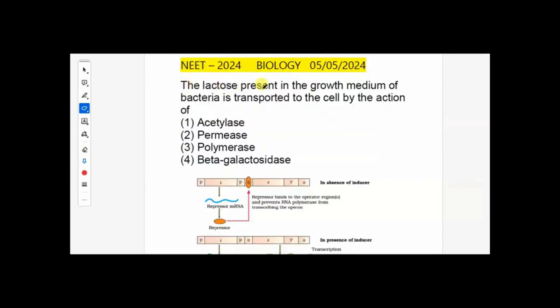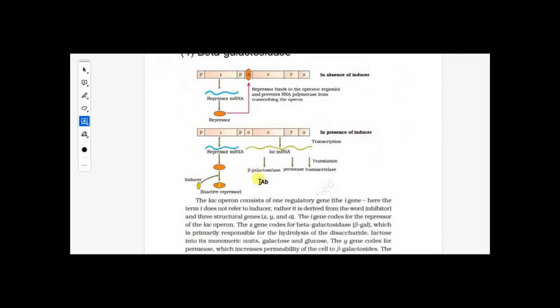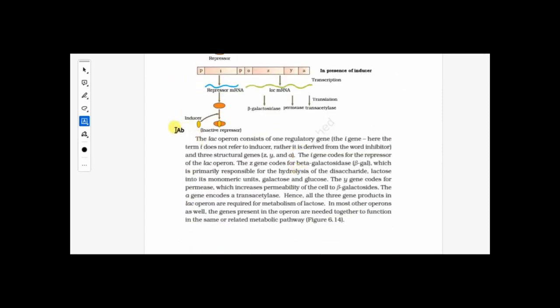The lactose present in the growth medium of bacteria is transported into the cell by the action of option 2, permease. You can see the NCERT topic and diagram from the chapter known as molecular basis of inheritance. Here's the NCERT explanation. You can see the permease answer in the diagram as well as in the topic given.